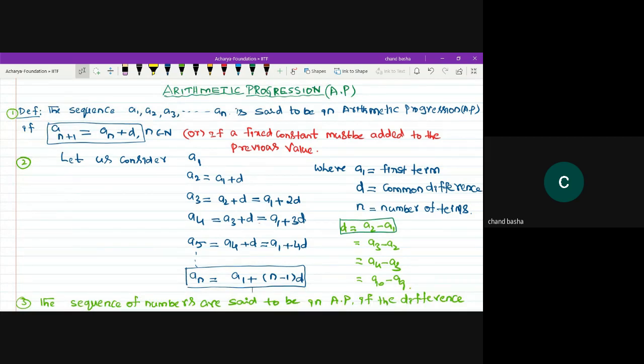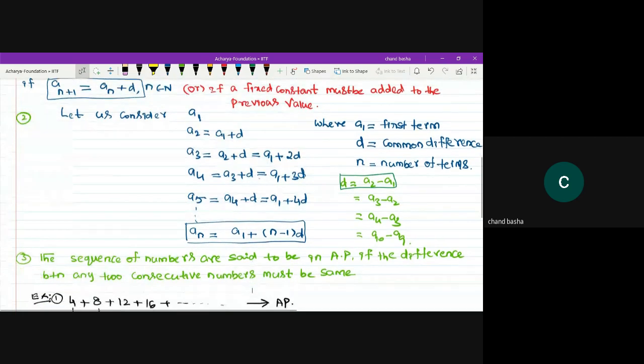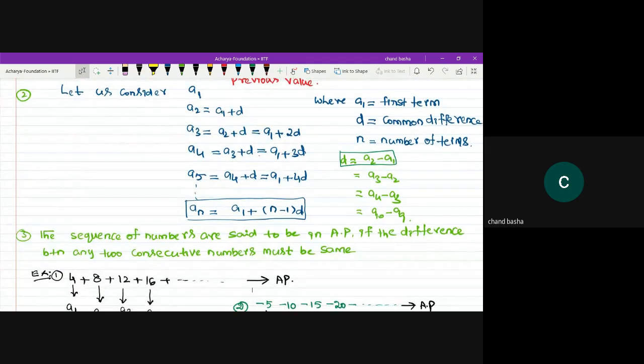Hope you can understand that you people are perfect in the definition of the arithmetic progression. Sir, what is the use of this arithmetic progression? As I said, if the teacher wants to add the numbers from 1 to 100, we can make use of this formula.